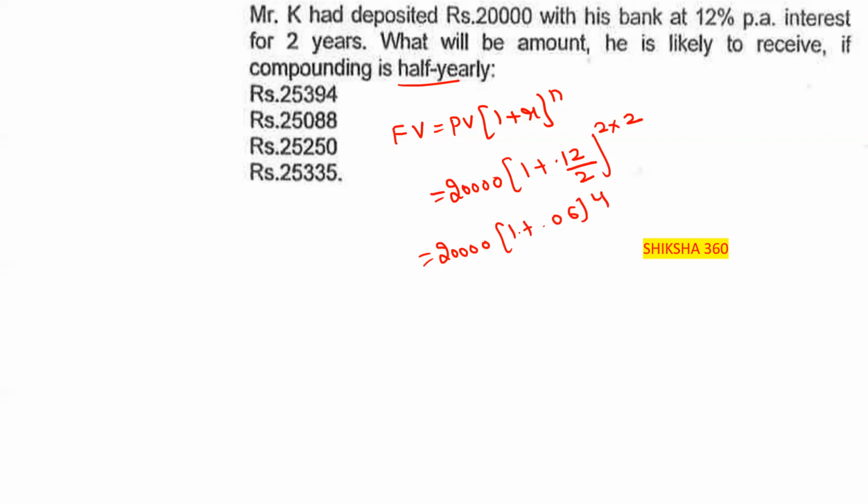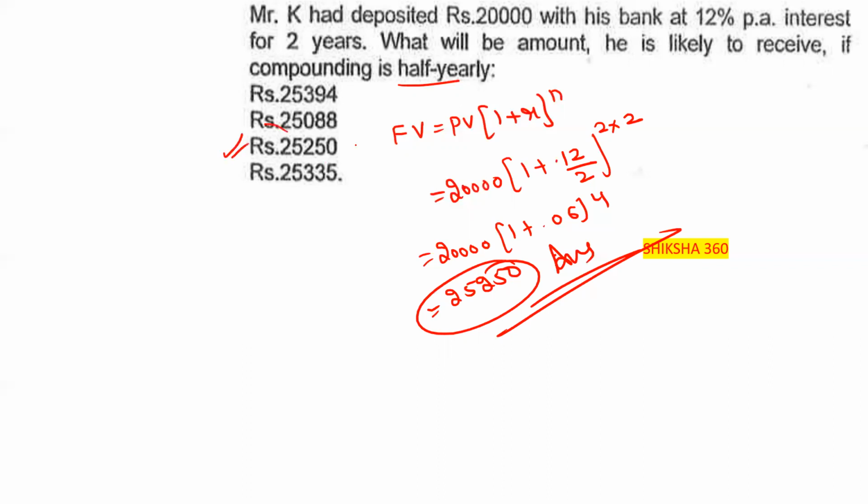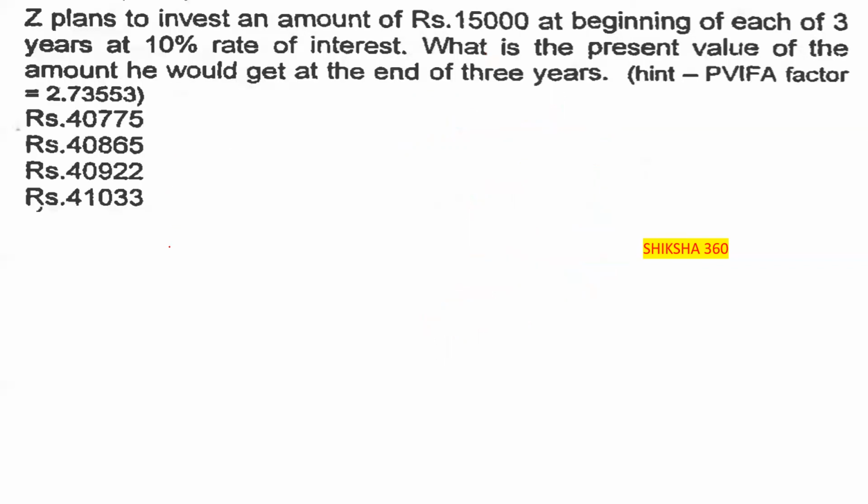So 1.06 power 4 into 20,000. So what amount will we get here? 25,250 rupees. Clear? This much amount we will get here. So this one is the answer. Okay. Clear? In the examination, they are just twisting the question. Clear? Now move to the next question.